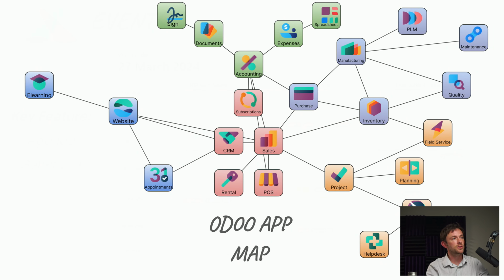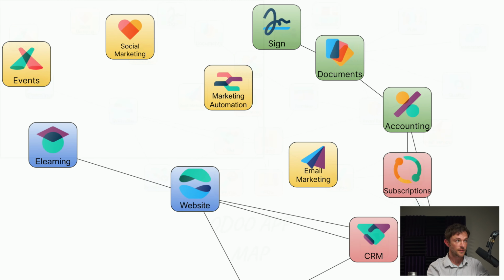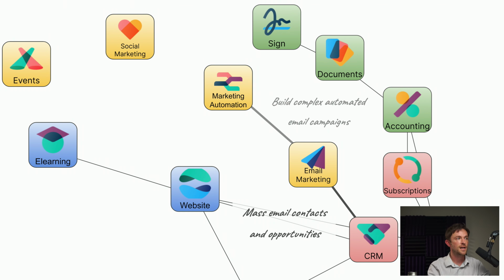Here on the app, I'm going to go ahead and put the marketing apps close to the website because marketing and website should be very closely related. Zooming in over here, email marketing. It sends emails to both contacts and CRM opportunities. That's the most common use case for it. And then you can make it more advanced if you want to by building out automated campaigns with marketing automation.